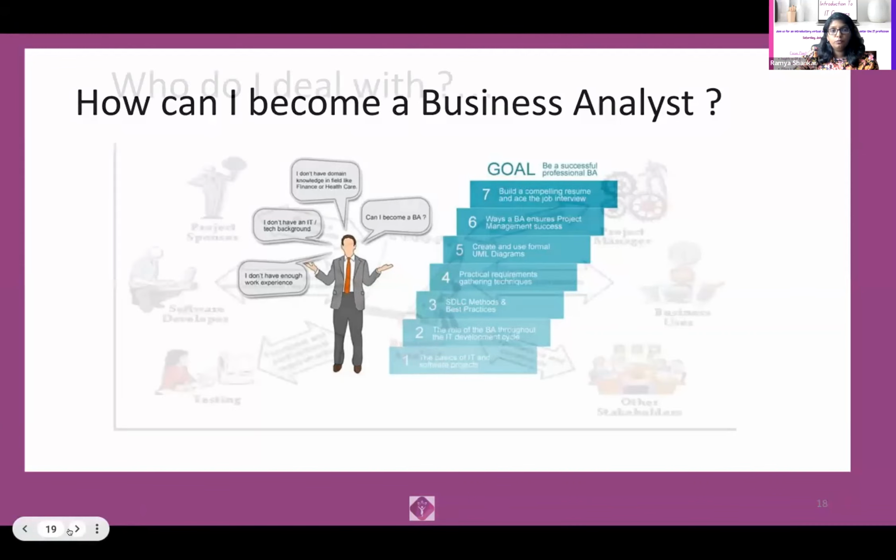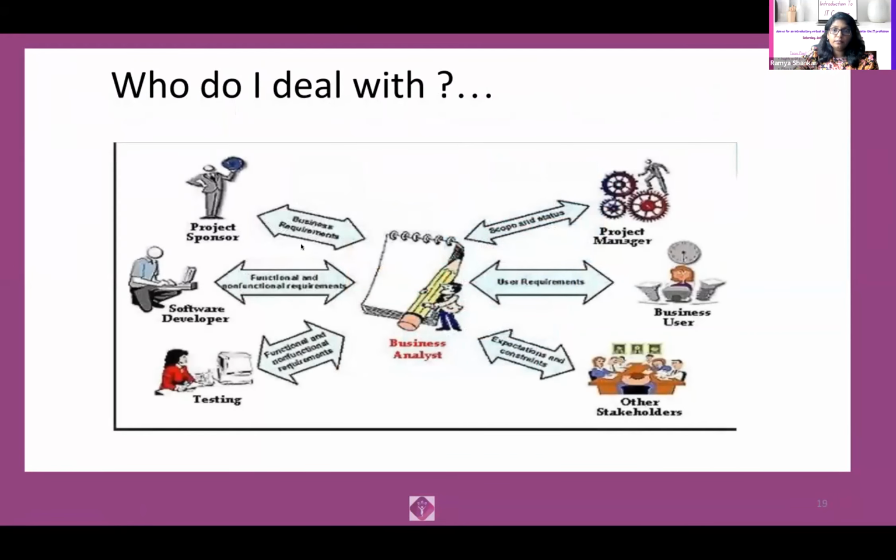Moving on, just a few more things left. Who do I deal with now if I'm ready to become a business analyst? Project sponsors are stakeholders who lay the foundation of what is involved in a project. You deal with software developers, with whom you write the functional and non-functional requirements. You also deal with the testing team, wherein you evaluate whether your functional and non-functional requirements are met. There are other stakeholders like the actual end users, whose constraints and expectations you have to keep in mind to make sure they are met. The actual business users, to understand their user requirements, and a project manager with whom you have to hold hands throughout this entire project management lifecycle.